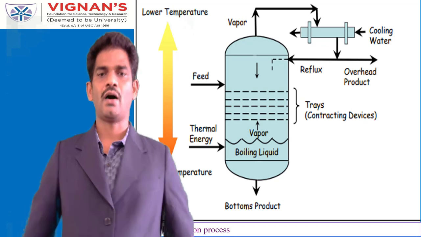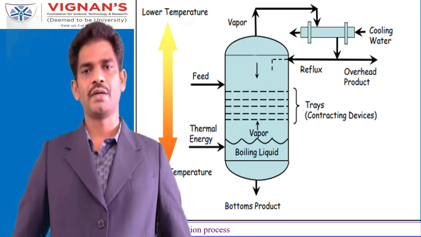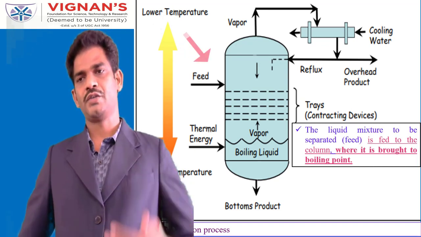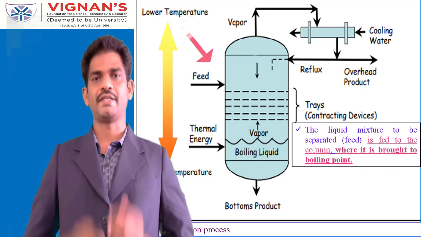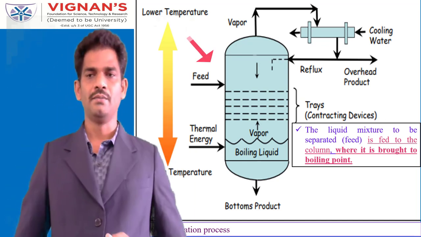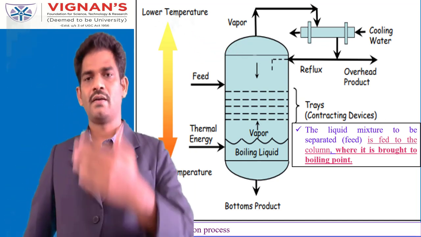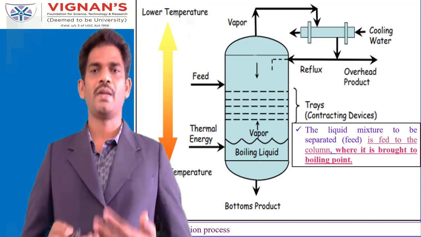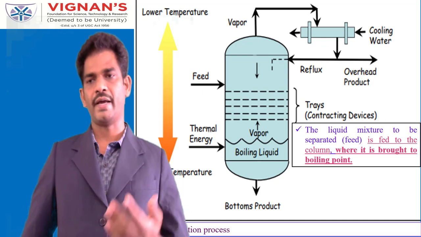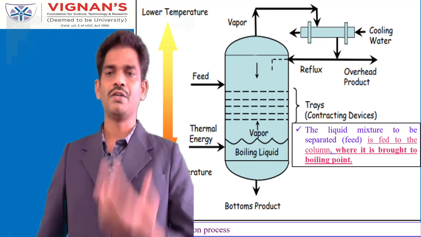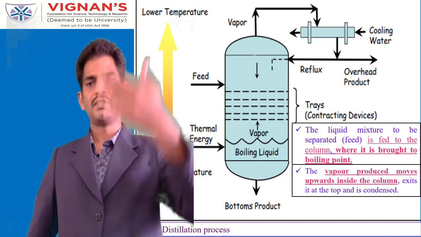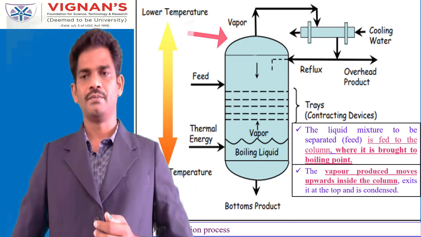You can see here how the distillation process works. In a distillation column, we feed the solution, the liquid mixture to be separated, into the column and apply heat. That is what it is, a thermal separation process. During the heating process, the components come to different boiling points and the vapor moves to the top side of the column.